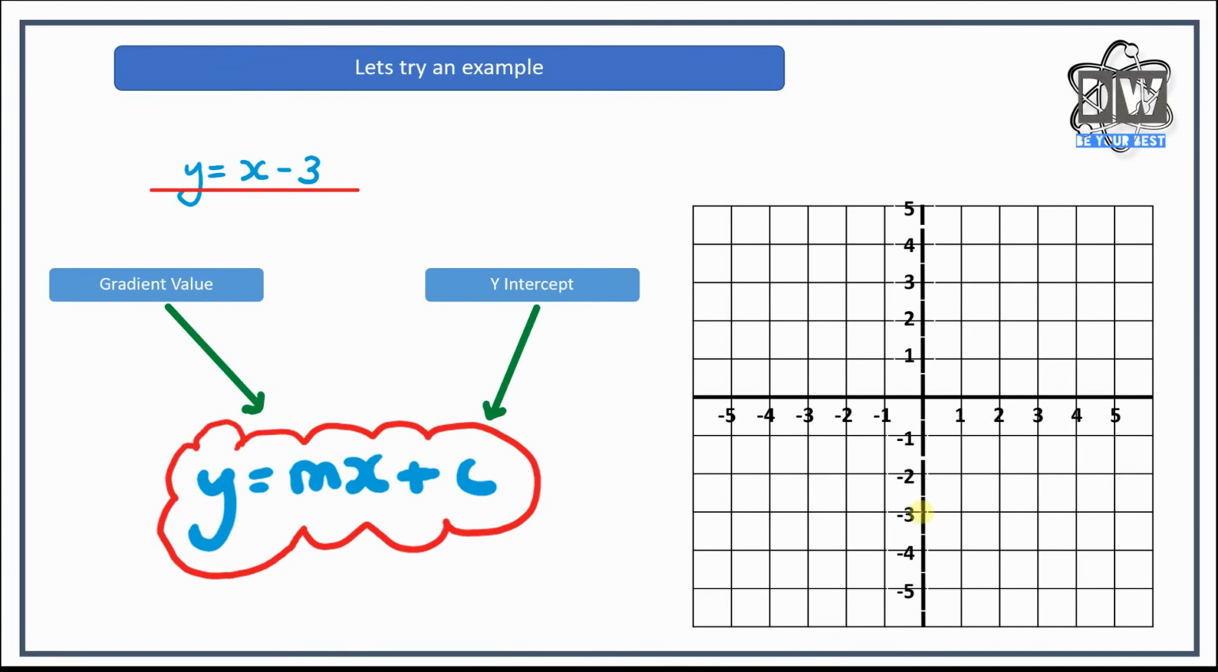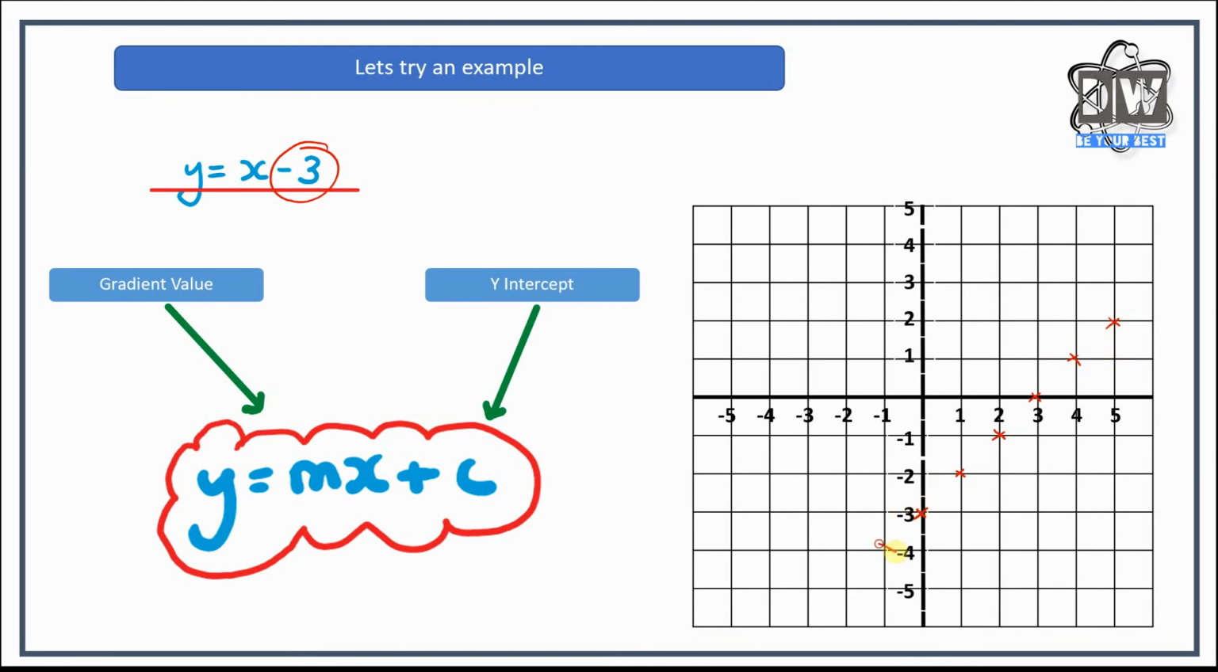Okay, so our starting point here is -3. And we're going to go out 1 and up 1. Out 1 and up 1. Out 1 and up 1. Out 1 and up 1. I can keep going here. Out 1 and up 1. I'll finish there, but I'm going to do some other points.